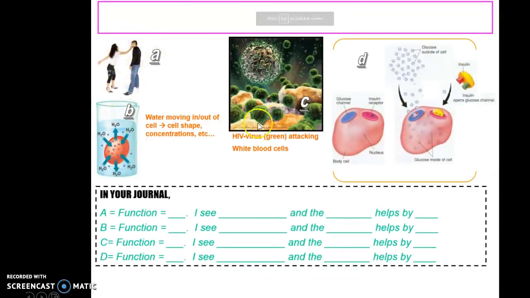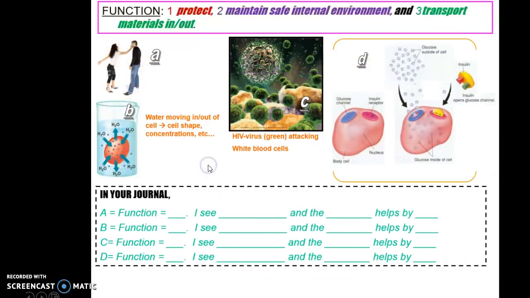So we have our 4 images, and here are the 3 functions of a cell membrane. What you want to do is list what function you think image A shows. Is it function number 1, to protect? Is image A number 2 function, maintaining a safe internal environment? Or do you think image A is the function of transporting materials in and out?